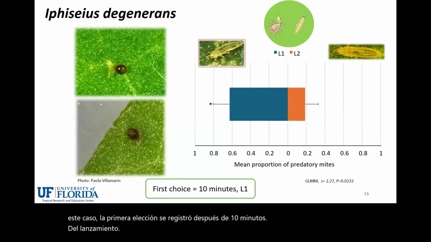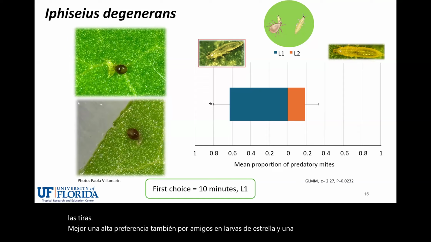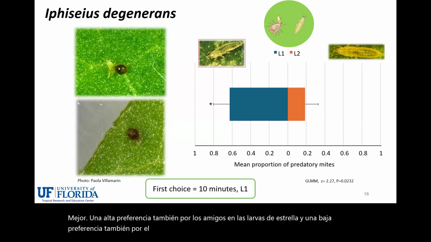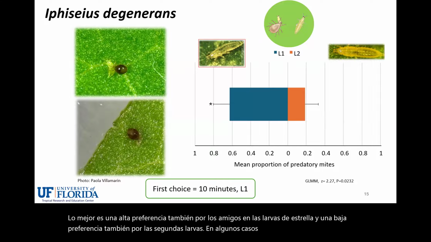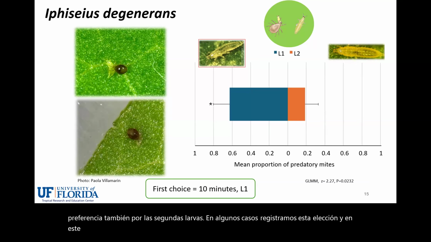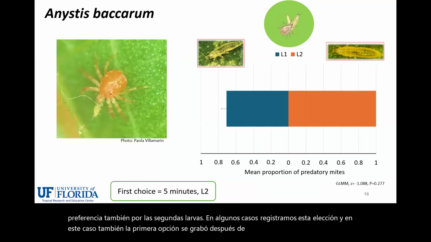For Iphiseius degenerans, that is a pollen feeder, but also very well used against Thrips pests, there is a high preference also for first instar larvae, and a low preference also for second instar larvae in some cases, where we recorded this choice. And in this case, also the first choice was recorded after 10 minutes of the release of the predator.